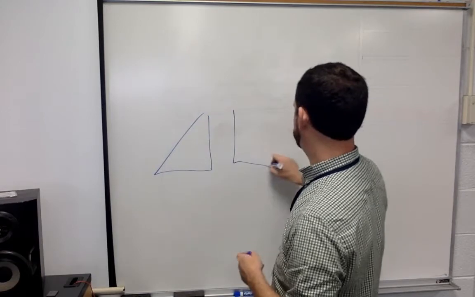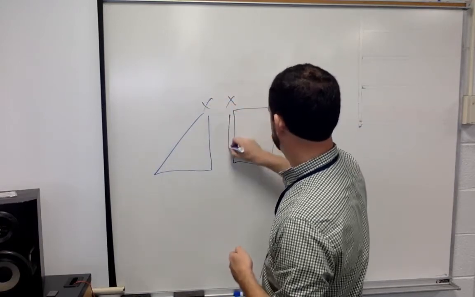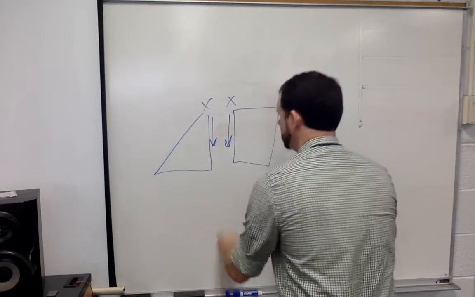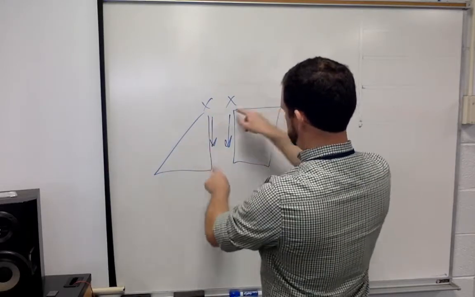Triangle on one side, square on the other. Start at the top, both hands, you start going down. So we go one motion, and that's what you end up with.